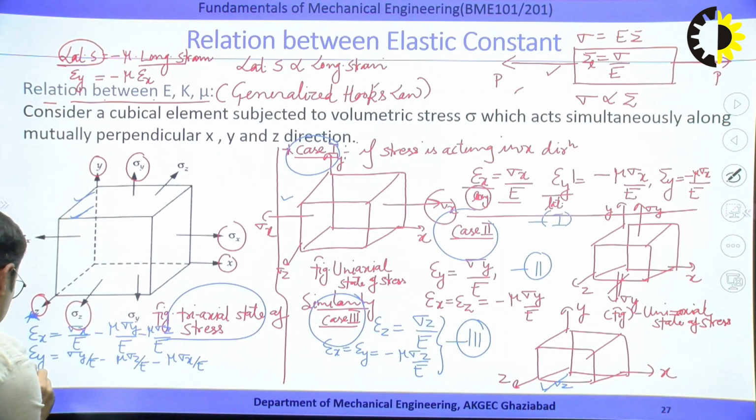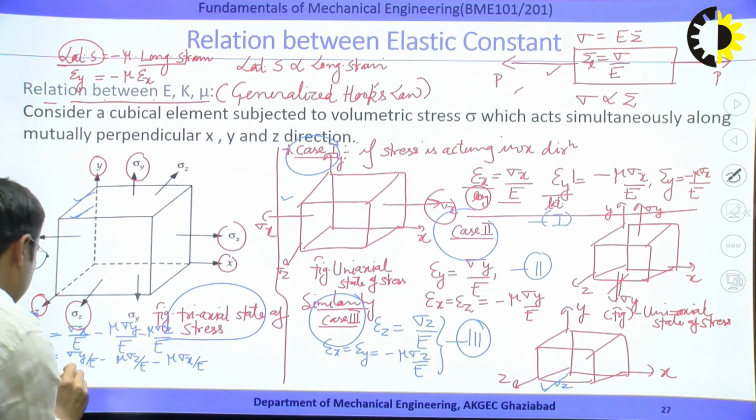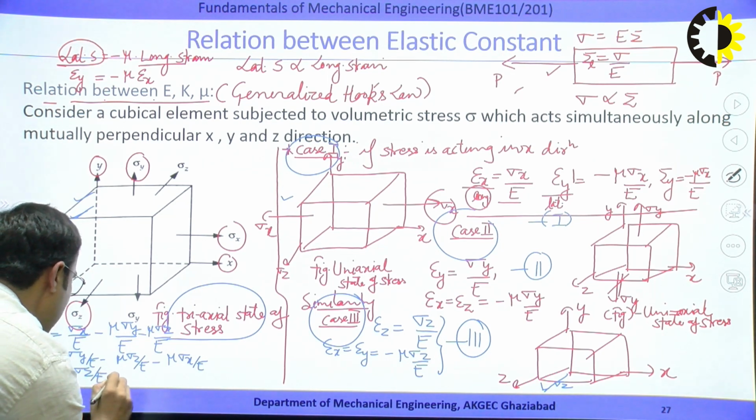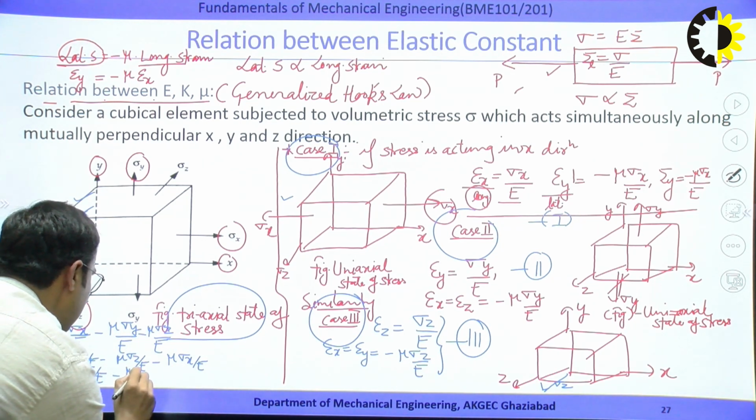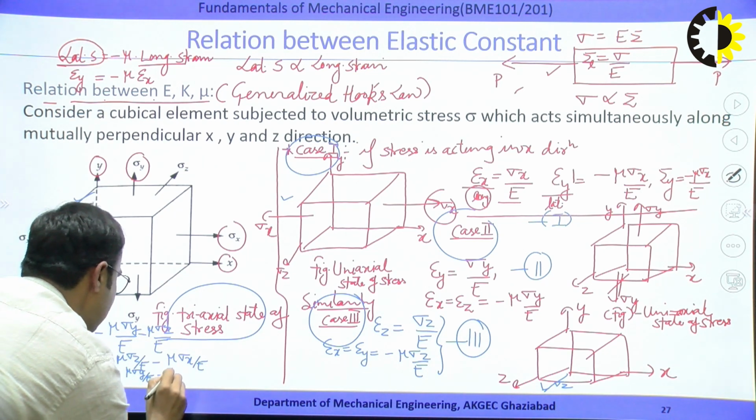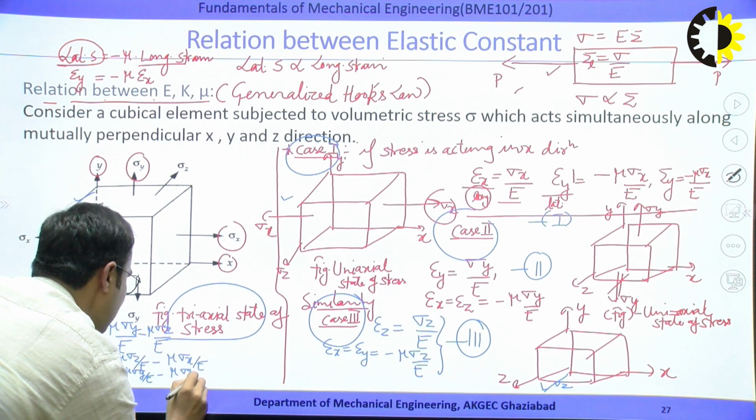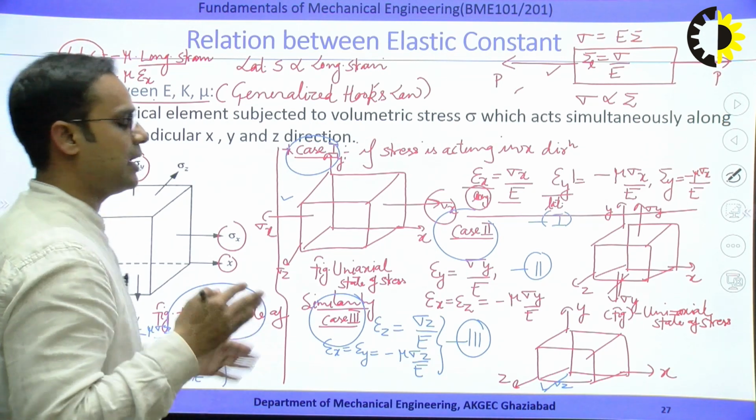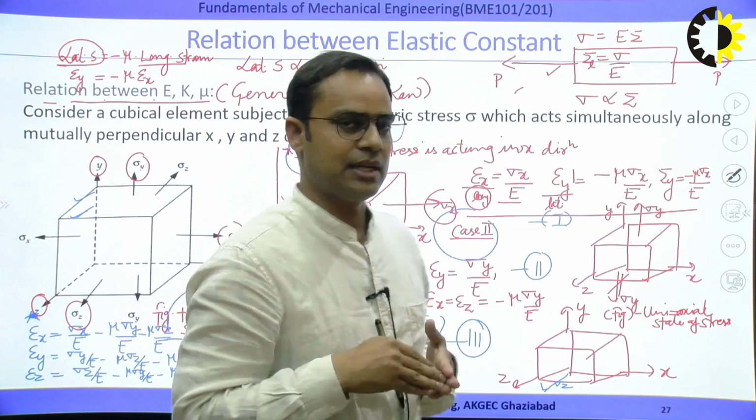In a similar fashion, we can write the strain in the z direction. In z, we write the longitudinal strain, that is sigma z over E. In the other two directions, we write the lateral: minus mu times sigma y over E, minus mu times sigma x over E. So these are the strains induced in the x direction, the y direction, and the z direction.